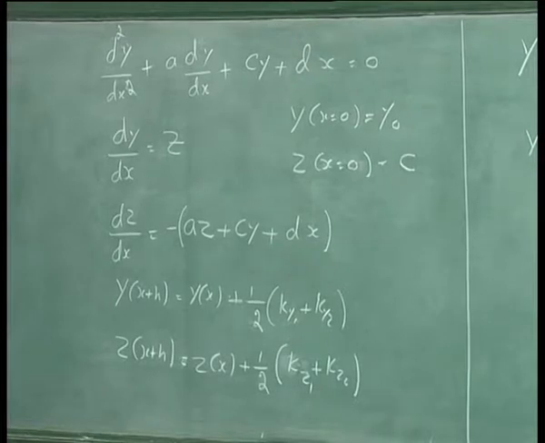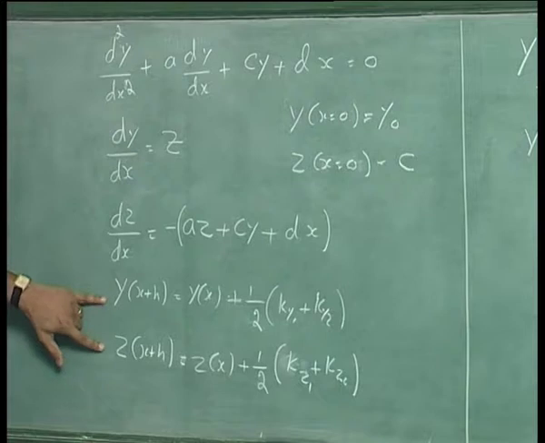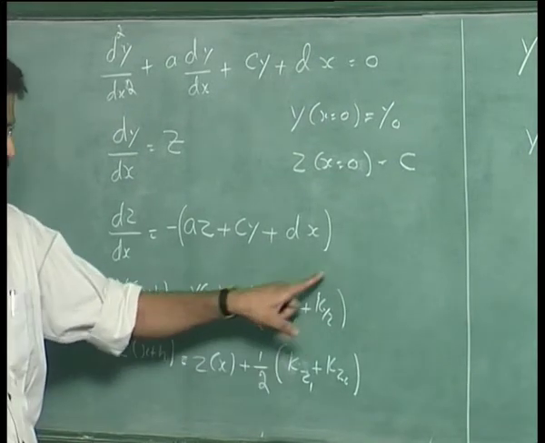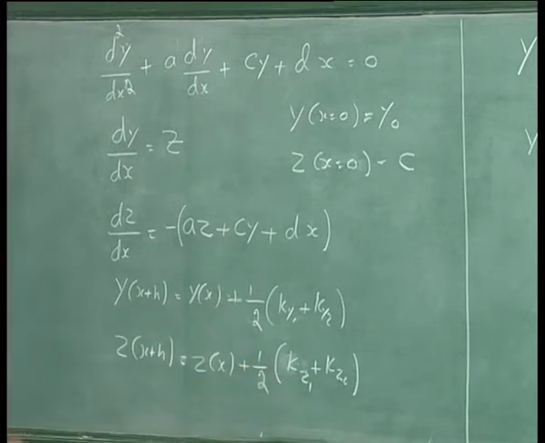Okay, so that's what we would write. So now these are the two equations which we have to solve. The point is to find out what ky1, ky2, kz1, kz2 are. So that's what we are going to write down now.